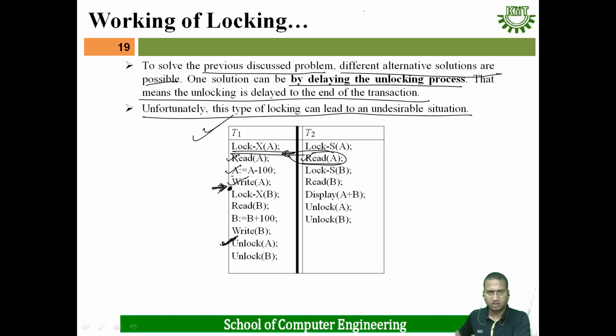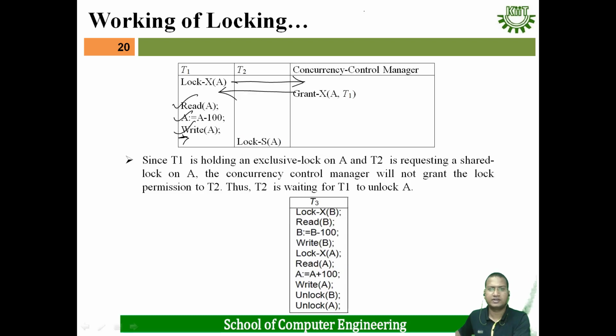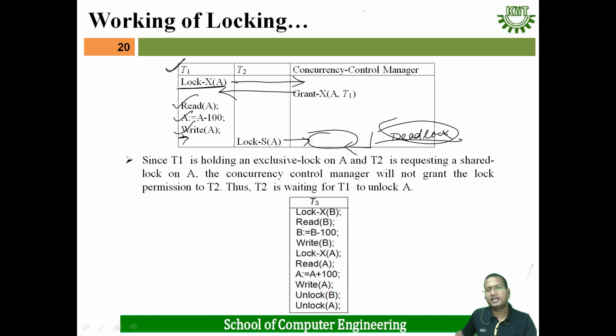operation. To execute this read A operation, before that we should apply a read lock on A. When it requests a read lock on A from the concurrency control manager, an exclusive lock is already applied on A by transaction T1, so the concurrency control manager cannot grant a read lock on A. T1 is holding an exclusive lock on A, and T2 is requesting a shared lock on A. The concurrency control manager will not grant the lock permission to T2. Thus, T2 is waiting for T1 to unlock A.